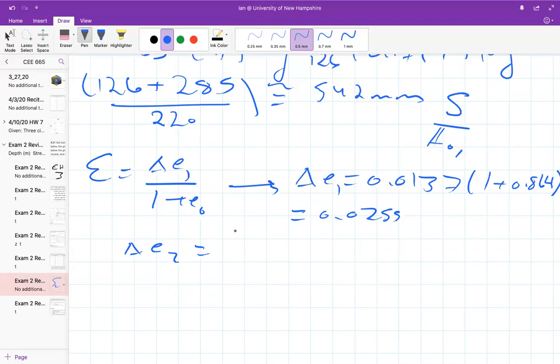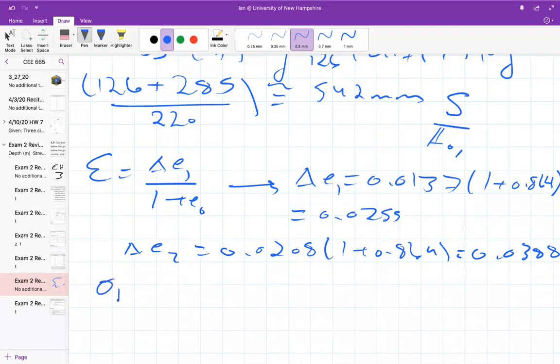And then for delta e2, we'll just do the same thing for the different layer. And we got 0.0208 times 1 plus 0.864 gives us 0.0388. Since we're now changing scenarios in this B part, we're saying that the pre-consolidation pressure equals the initial pressure. So we'll get 126 kPa.